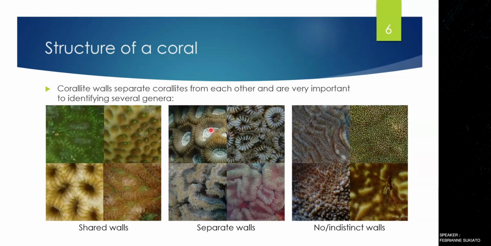And here, with separate walls, we can see that the corallites are actually quite distinct. They're separate from each other. There's a clear boundary. Then we have no and indistinct walls. Now, these are some of the characteristics that we actually look at.